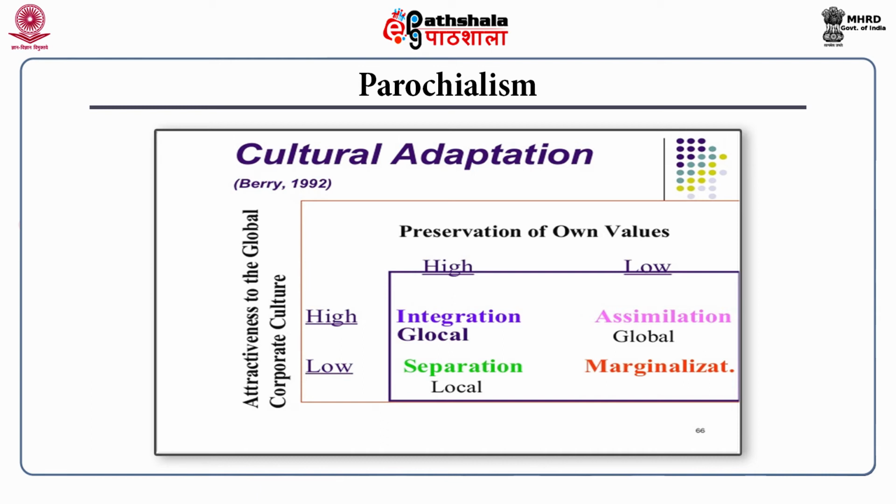If we talk about the other dimension, marginalization, we have both things low. We are low in preserving our values, and we are low in attractiveness towards the global culture. Integration, which we call global, is where we are high on both dimensions. We are high on preserving our own values and also high on attractiveness towards the global corporate culture. And assimilation, where our attractiveness towards the global corporate culture is on the higher side and we are low on preserving our own values.